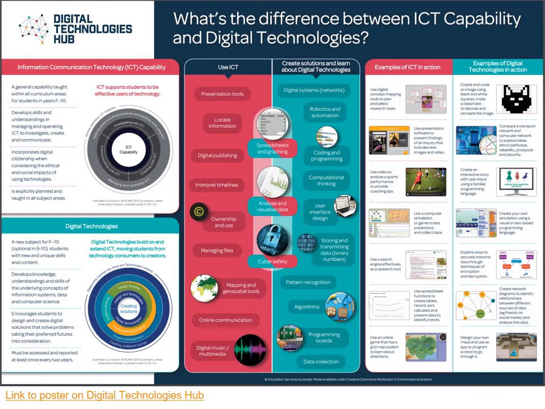So I really like this column down the middle. For example, if you're using presentation tools, managing files, or online communication, we're using ICT to support other learning areas. But if we're actually creating with the ICT, so we are coding or designing a user interface, looking at algorithms and pattern recognition, then we're creating solutions using the ICT, and we're learning about digital technologies and how it works.